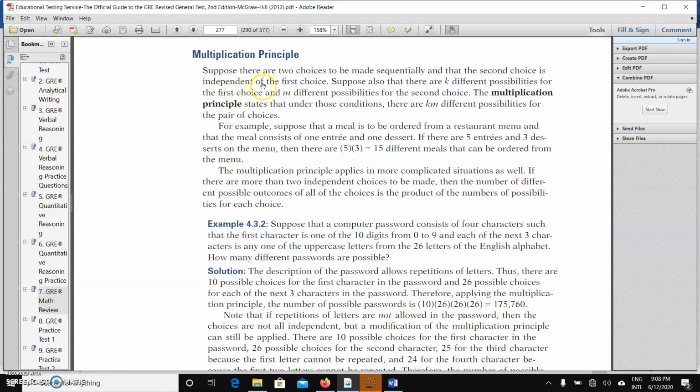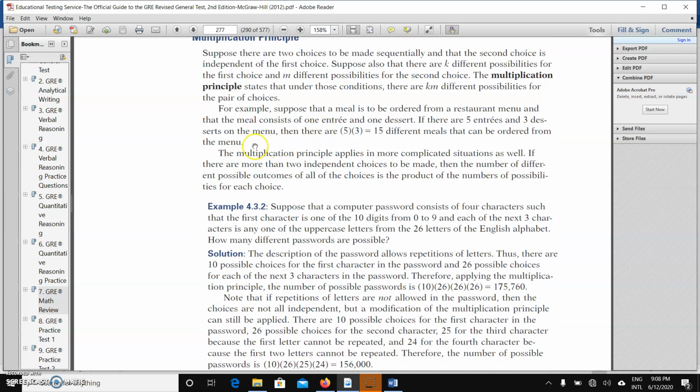Multiplication principle. Now suppose we have two choices to be made sequentially and the second choice is independent of the first one. Suppose that there are k different possibilities for the first choice and m different possibilities for the second choice. The multiplication principle states that under this condition there are km different possibilities for the pairs of choice. Now, what I'm talking about, I think they're trying to talk about the sample space.